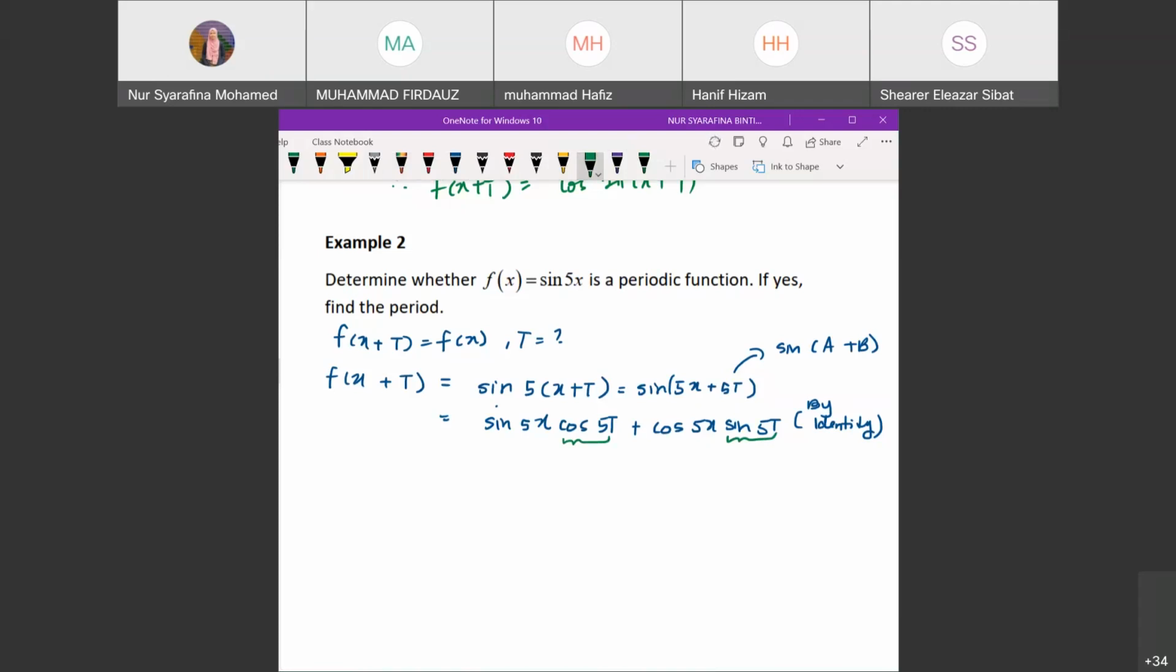cos 5T equals to? All right, good, 1. And this equals to 0. So you can find the value of T. So cos 5T equals 1, then 5T equals the inverse cos of 1, so T equals what? T equals 2 pi over 5.